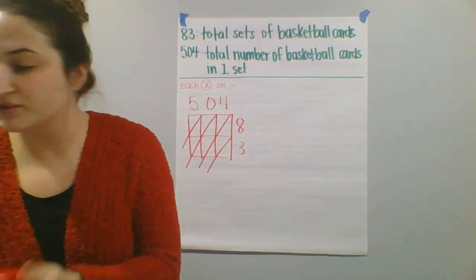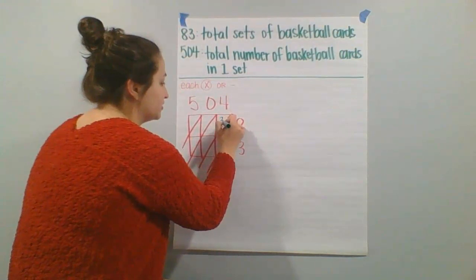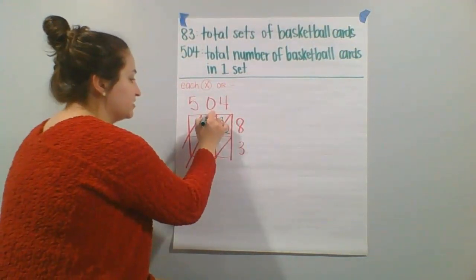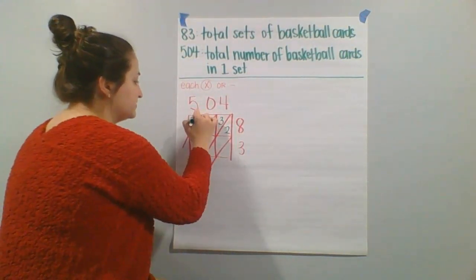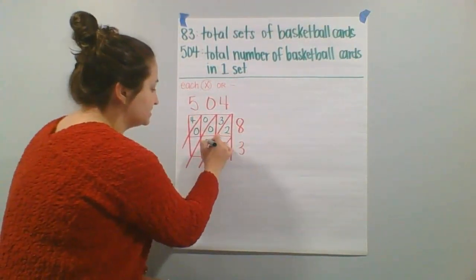Okay, and then when I'm going through, I'm going to be multiplying each of these sections. 4 times 8 is 32. 8 times 0 is 0. 8 times 5 is 40. 3 times 4 is 12. 3 times 0 is 0.